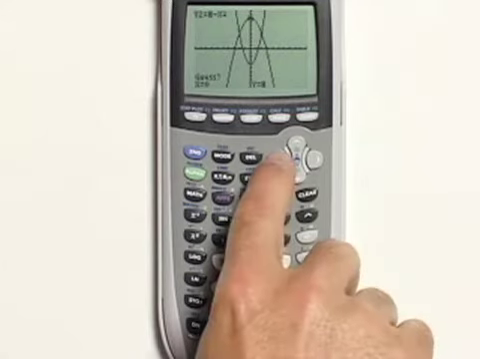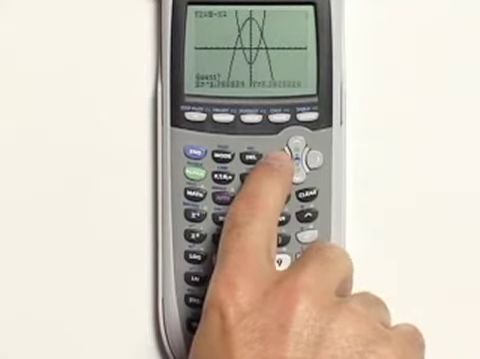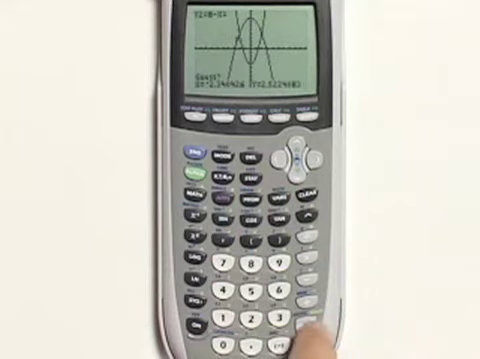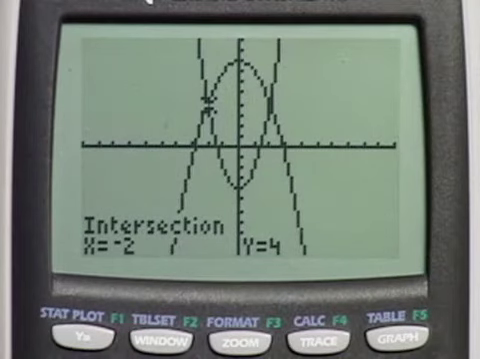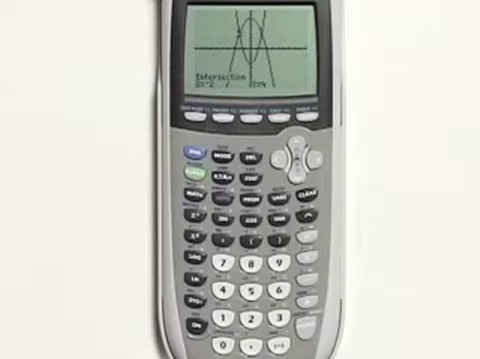So let's move to the left and get close to that point of intersection, and then simply press enter, and it comes up and gives us the point of intersection as negative 2 for the x value and y equals 4. So that's the point negative 2 comma 4. To find the other point of intersection, we could use the fact that this is symmetrical, which means that, of course, we could calculate that point as being positive 2 comma 4.